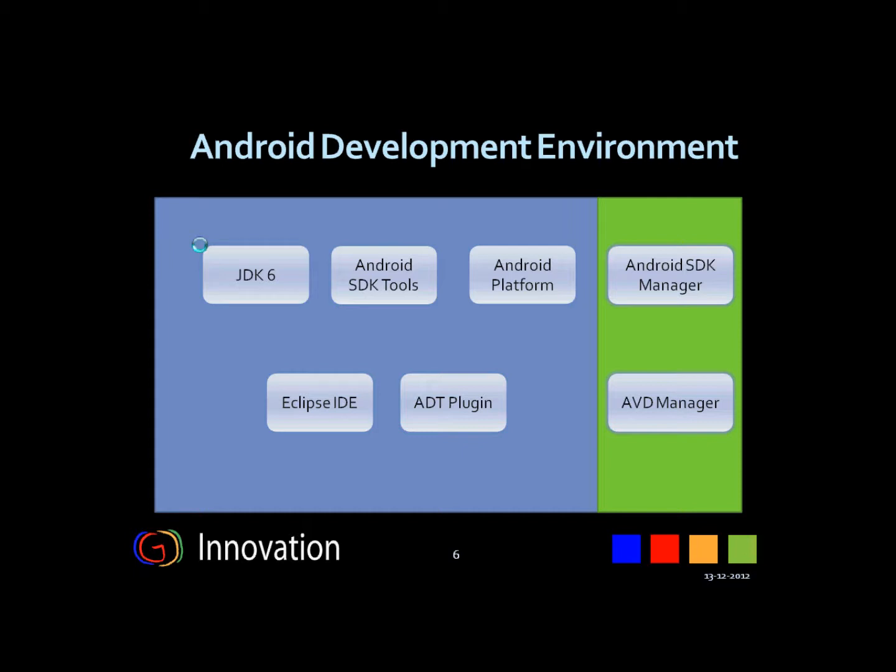Most of the applications are written in Java. So you need Java SDK 6 or higher for developing Android applications. You also need Android SDK tools which are used for developing Android applications. The Android platform. All applications have targeted platform like Gingerbread, Ice Cream Sandwich, Jelly Beans, etc. You need to download specific Android platform to develop the application for targeted Android version.